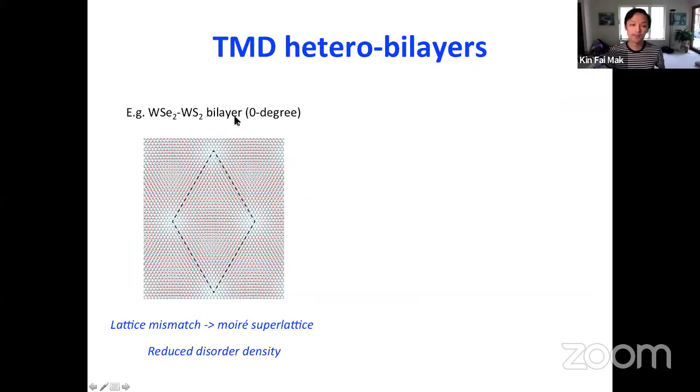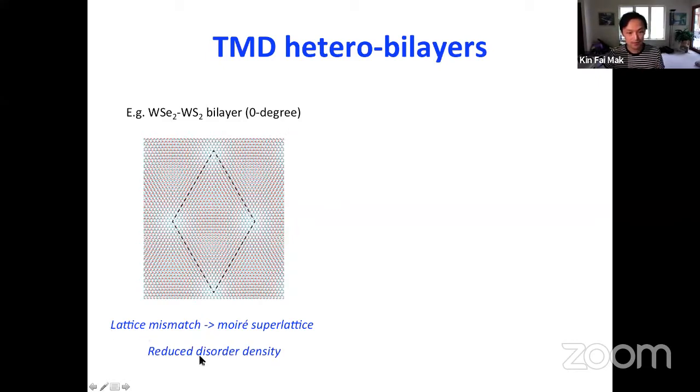All right, so let's see what happens if you put 2 different TMD semiconductors on top of each other. For instance, the example would be a tungsten selenide and tungsten sulfide bilayer. And for simplicity, let's also consider the 0-degree alignment, a perfectly aligned sample in this case. Because there is a 4% lattice mismatch between the tungsten sulfide and the tungsten selenide, a Moiré superlattice is automatically formed even at 0 degree.